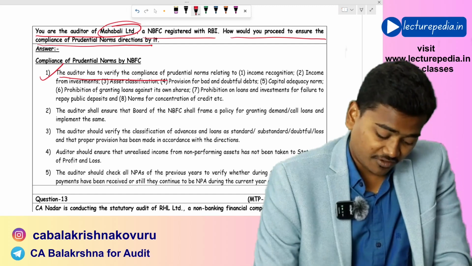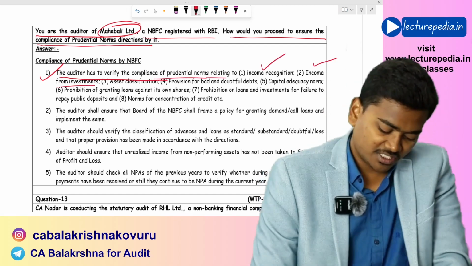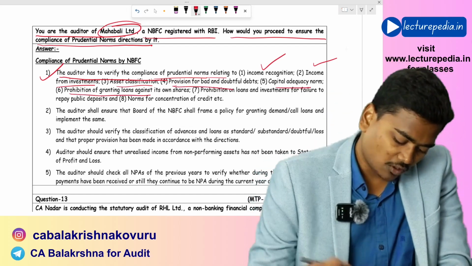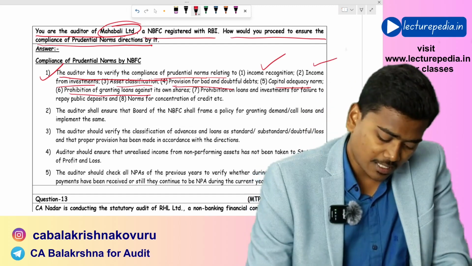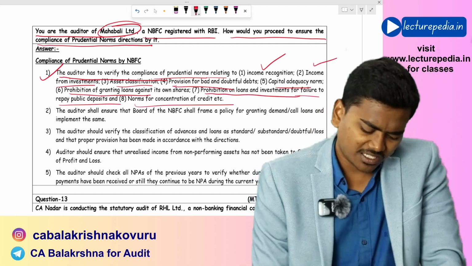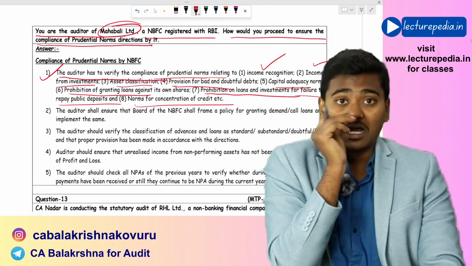The auditor has to verify the compliance of prudential norms relating to income recognition, income from investments, asset classification, provision for bad and doubtful debts, capital adequacy norms, prohibition of granting loans against its own shares, prohibition on loans and investments for failure to repay public deposits, and norms for credit concentration. Like this, various prudential norms have been issued by the RBI.